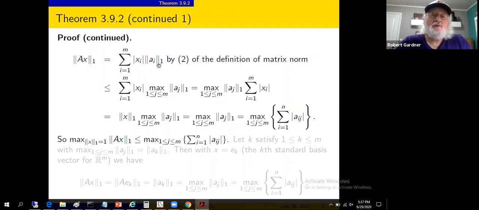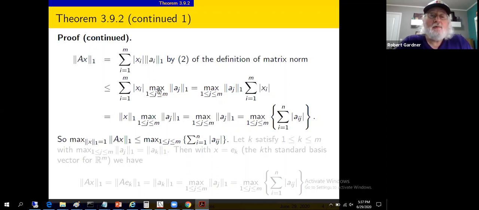Replace this norm of A sub i each time with the maximum normed column, the maximum, as j ranges from 1 to m, of the L1 norms of the columns. I'm just replacing that with the biggest value. That certainly introduces an inequality of that sort.